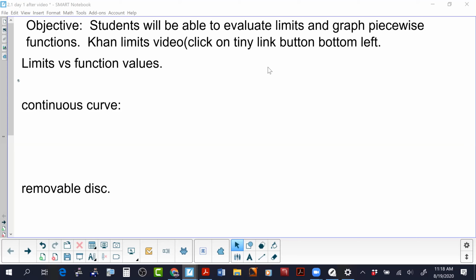Continuous, let's start at the top here. Objective: students will be able to evaluate limits and graph piecewise functions. Oh, we got the Khan video. He does a nice job. So let's introduce it with that.